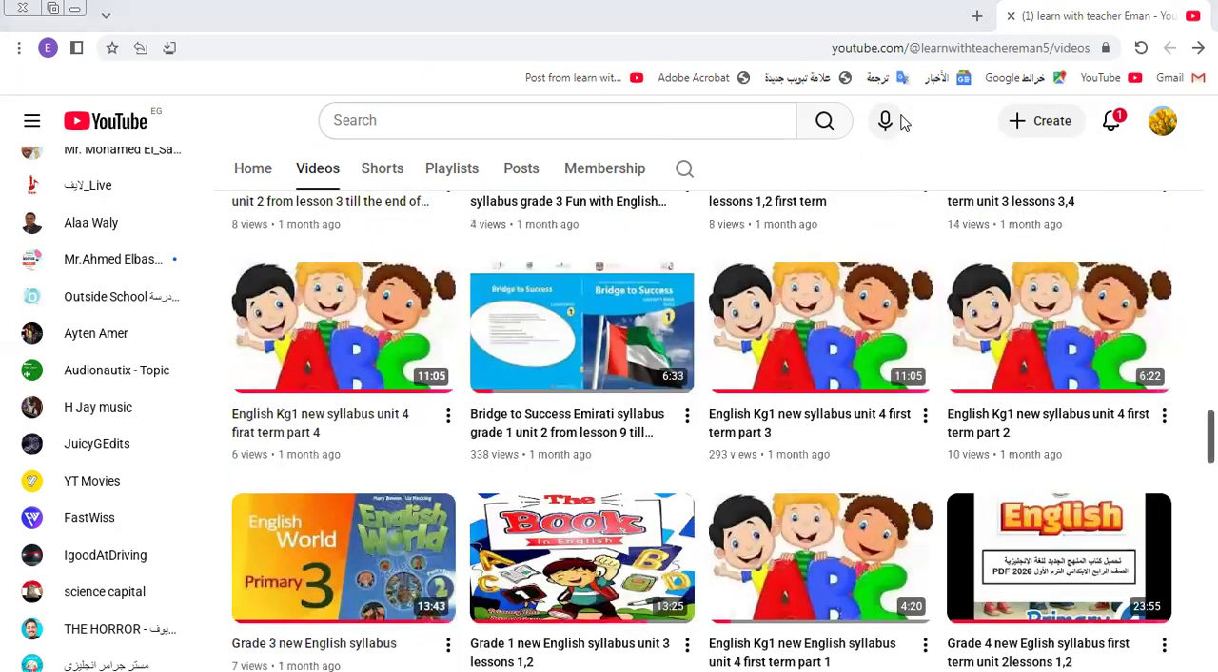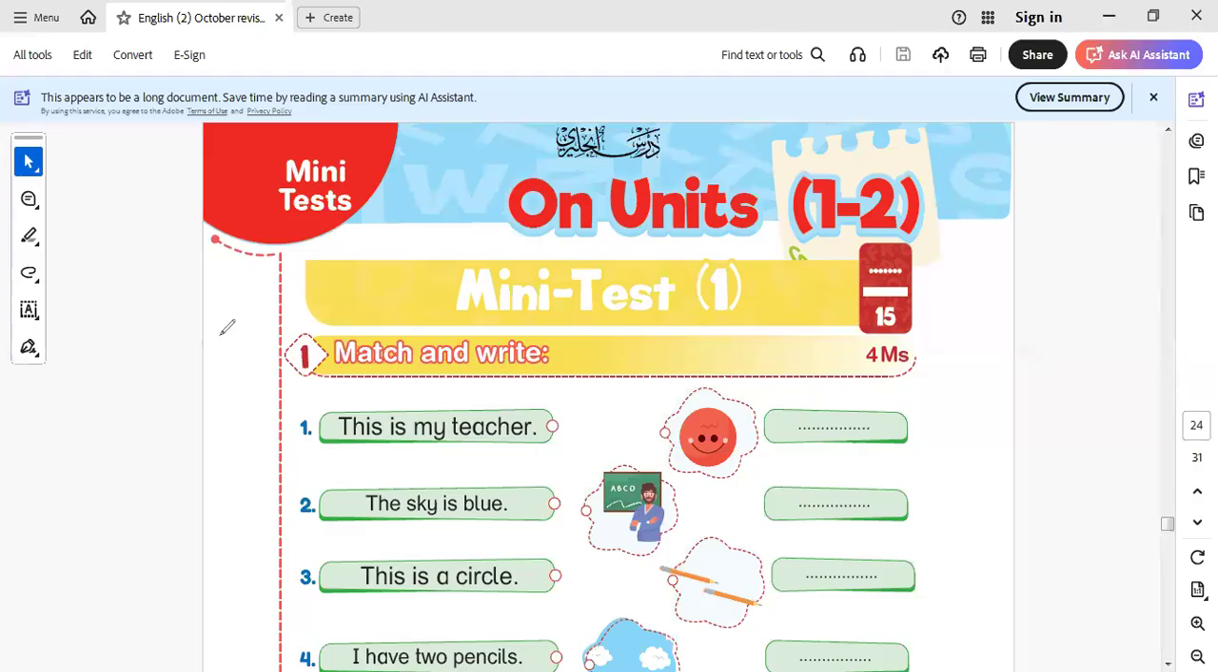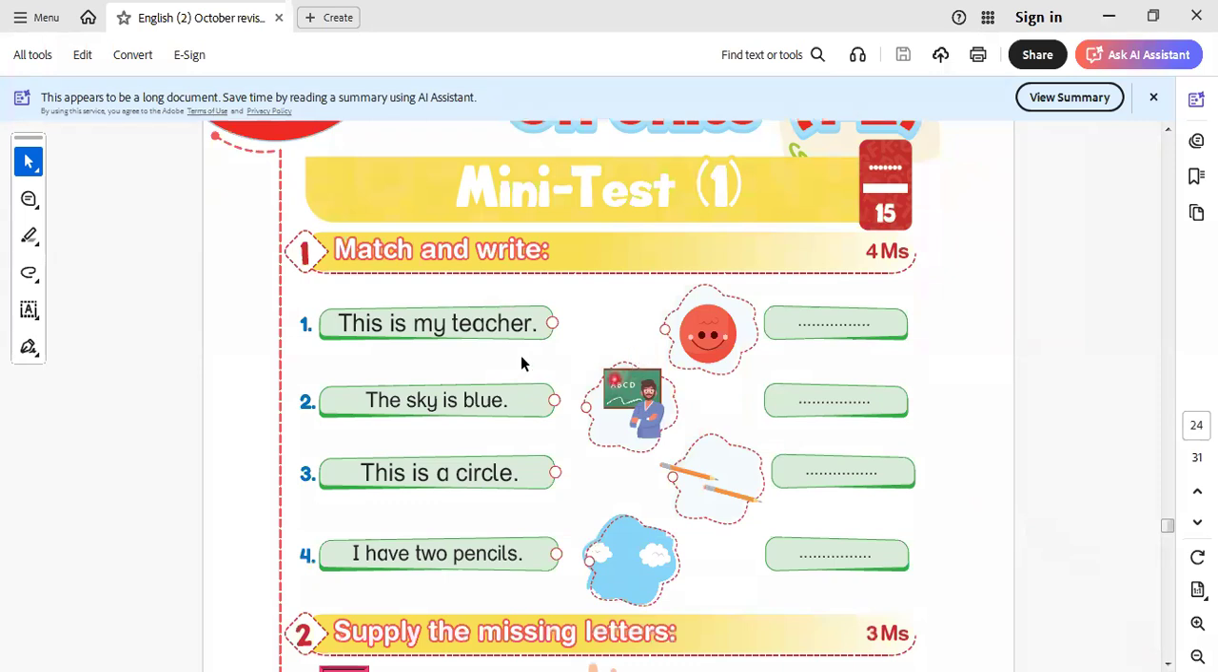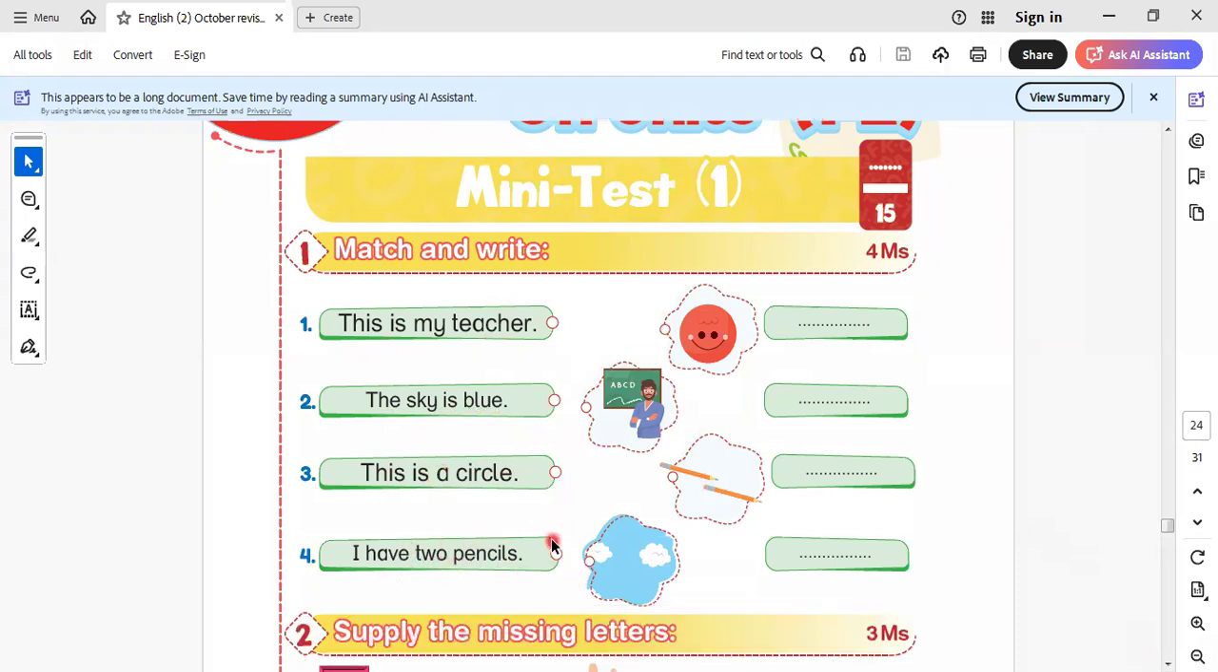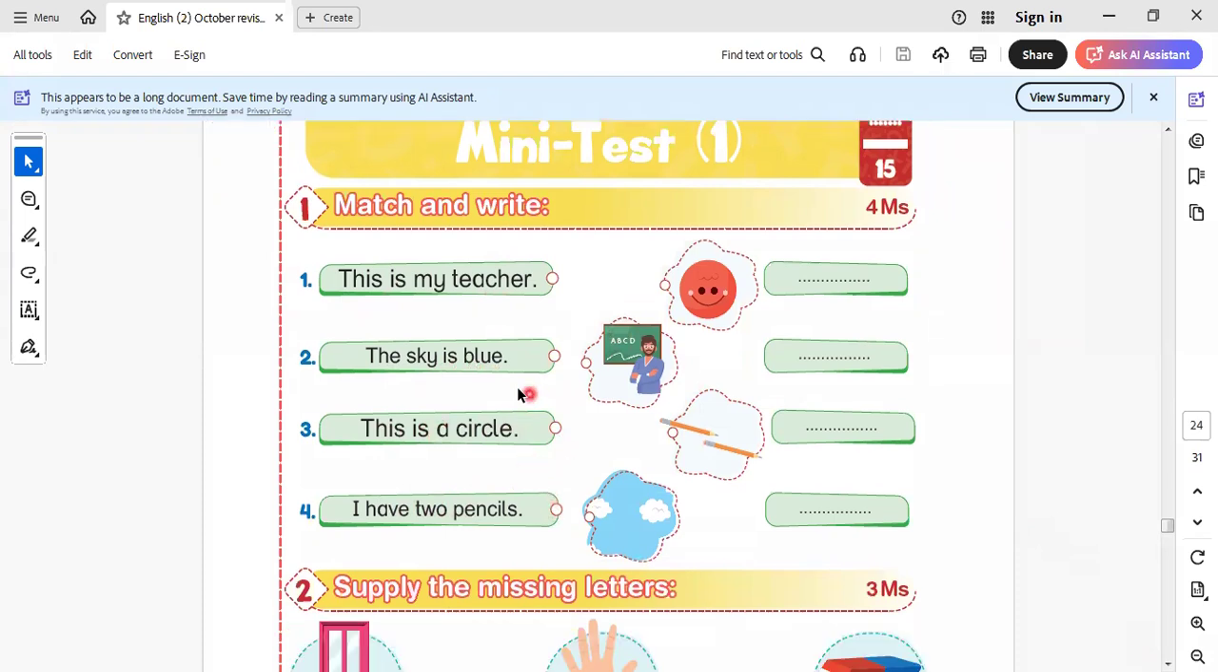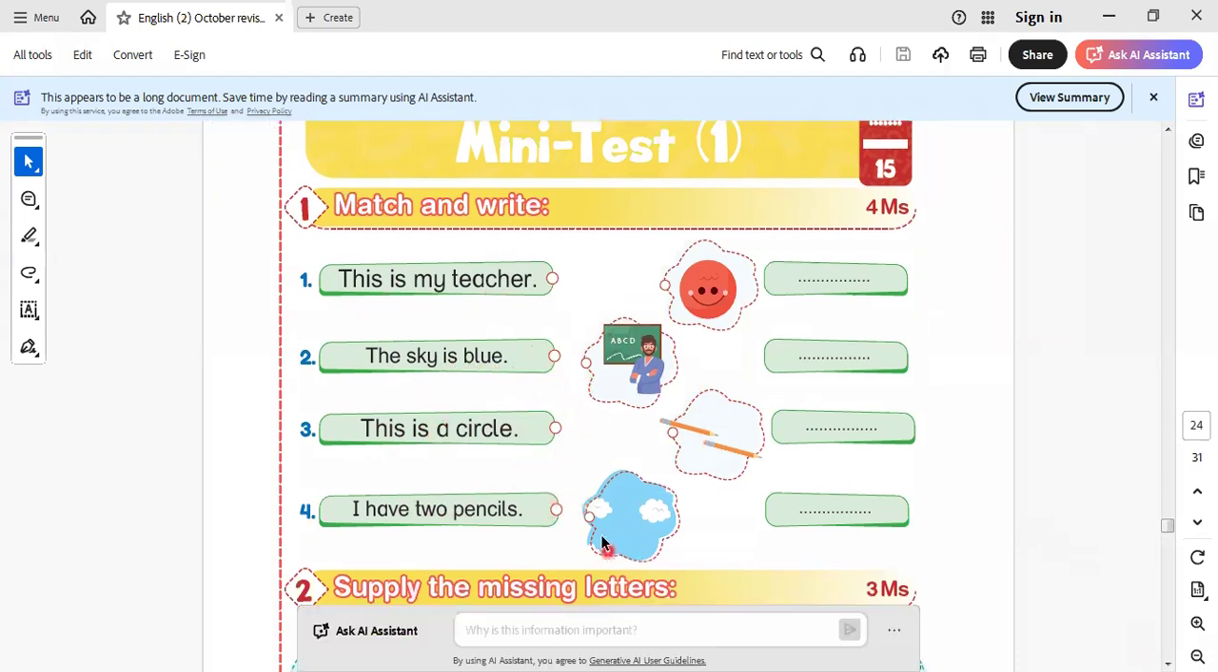Let's go to our lesson today. Today I will make a review on Unit 1 and Unit 2, the two units that we will be examined on in the October test. Here we say, this is my teacher. The sky is blue. This is a circle. I have two pencils. I think we explained this during the lessons, and it's not difficult to answer this question.